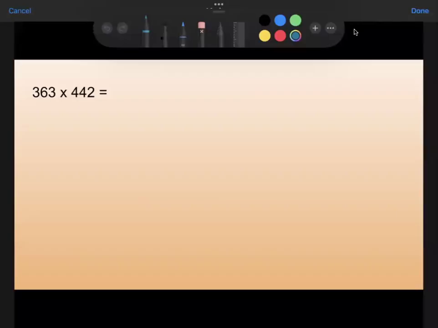Okay, here is our next one. This one is 363 times 442. For this one, I'm going to show you how to do it using the area model or the box method. So I'm going to start by taking 363 and breaking it up into its place values. It has 3 hundreds, so that would be 300. It has 6 tens, which has a value of 60, and 3 ones.